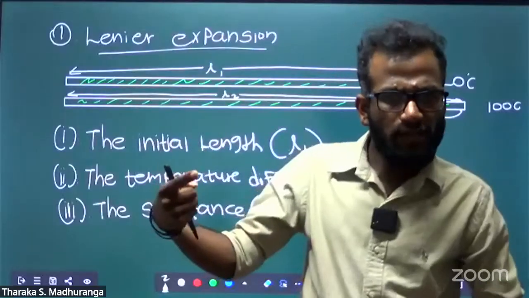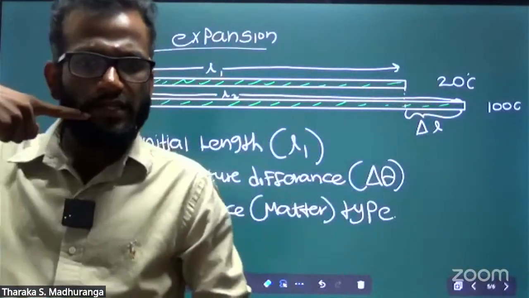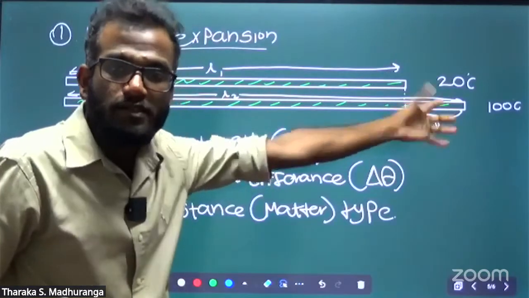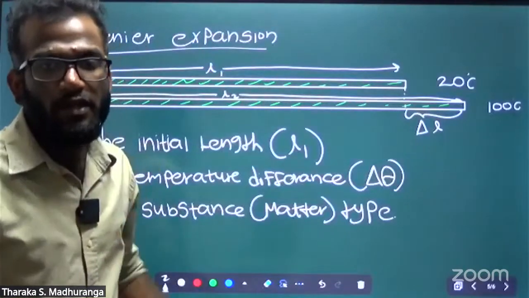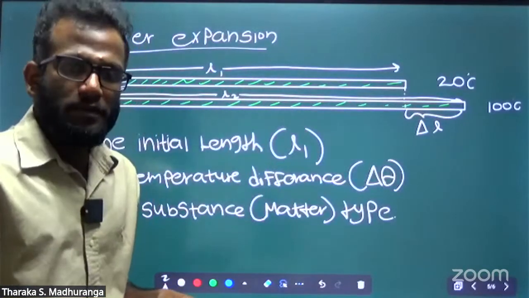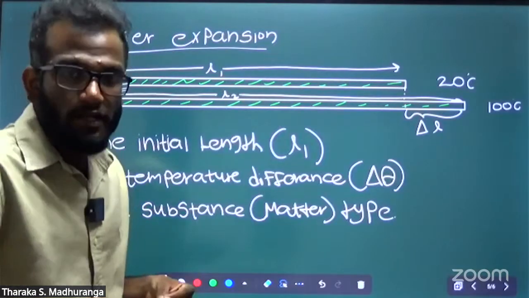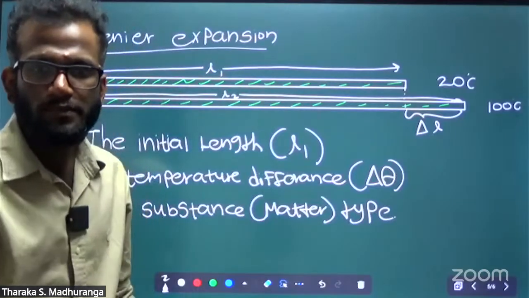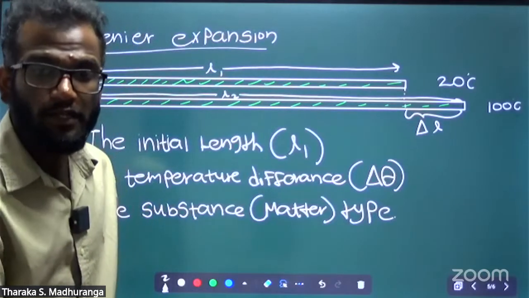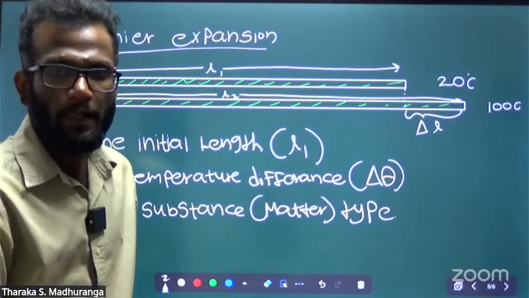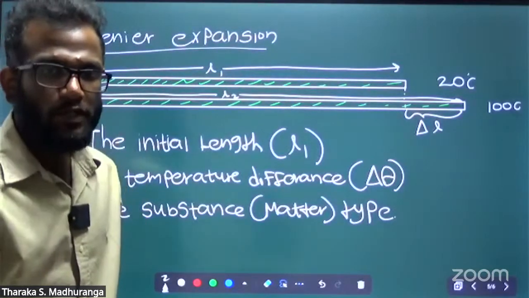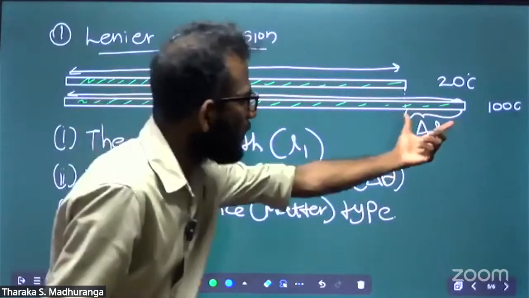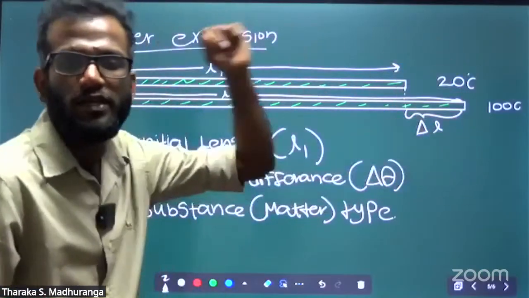When the initial length increases, what do you think? When the initial length increases, the thermal expansion, this delta L, increases. This delta L is the thermal expansion, the amount of increase in length. When L1, the initial length, increases, I'm asking, is the thermal expansion increasing or decreasing? Kabir, what do you think? That's L1, delta L amount. Is the length increasing amount increasing or decreasing?